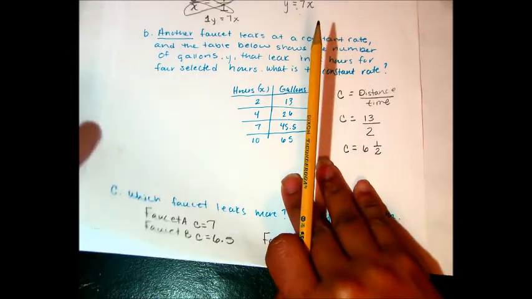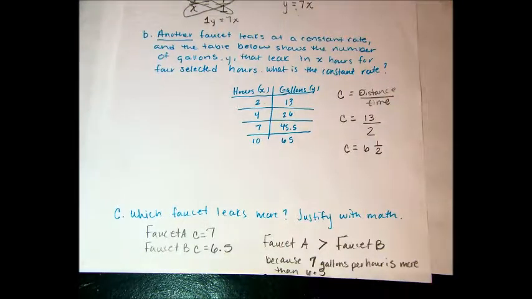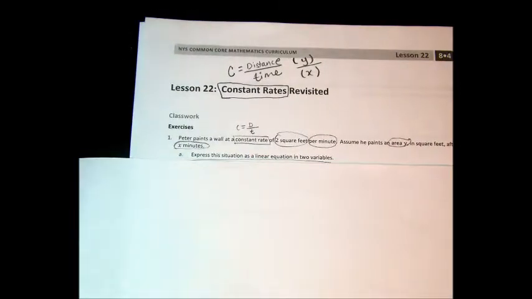Let's look at exercise number 1. All right, in exercise number 1, you can see that I've already used cubes to annotate my problem. You can pick up like me if needed, but it says express this situation as a linear equation in 2 variables. Go ahead and set up your proportion.